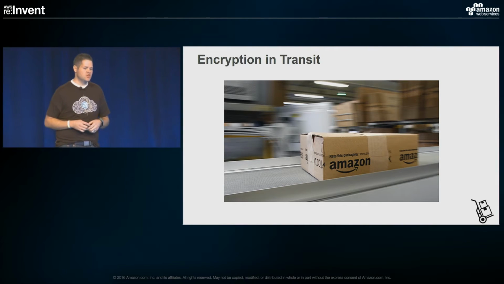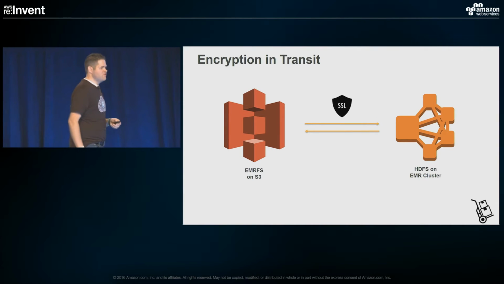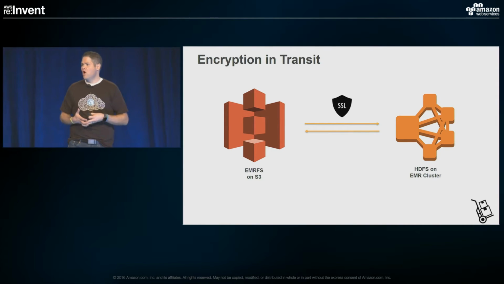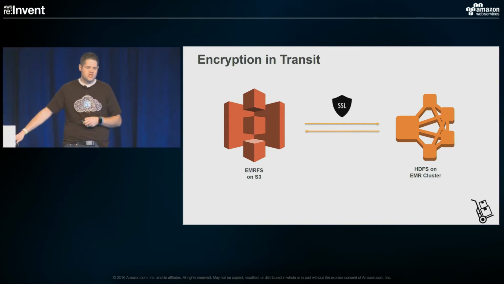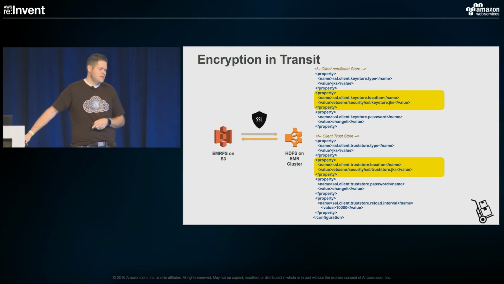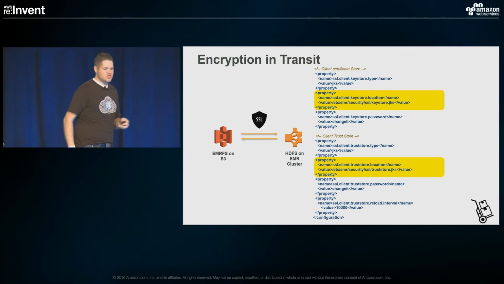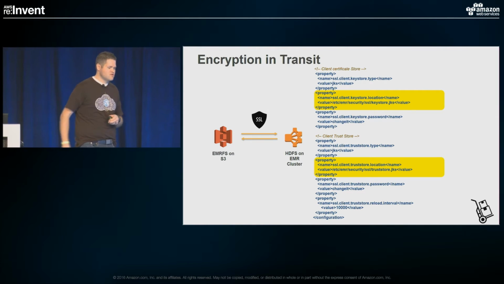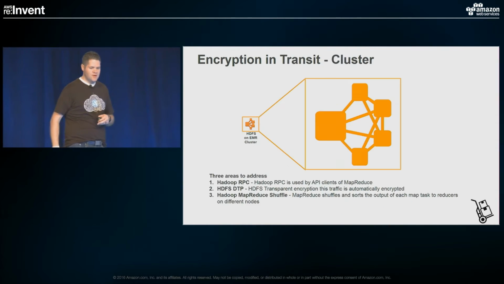As we move into encryption in transit, we're going to talk specifically about the data as it's moved from S3 into the EMR cluster. For encryption in transit, the heart comes down to SSL and making sure that the communication channels are encrypted, using SSL for all of the communication traffic. To start with this, we used some configuration files, in which you can see a couple of examples where we're enabling the client key store, as well as the trust location and a couple of other parameters.